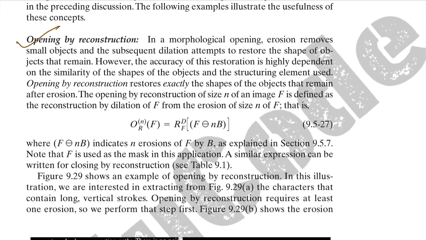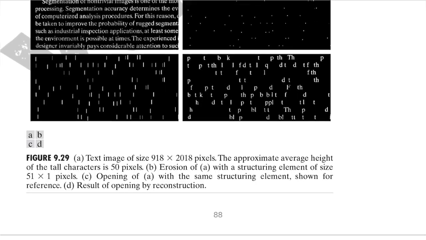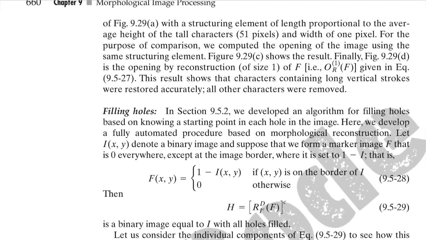So this operation is more accurate than a standard opening because it restores the shape precisely based on the shape of the remaining objects. Okay, next we have filling the holes. Filling holes is used to fill holes in binary images. The method creates a marker image where only the image border is set to 1 while the remaining is set to 0, and this image is then dilated using a structuring element, filling all the holes.